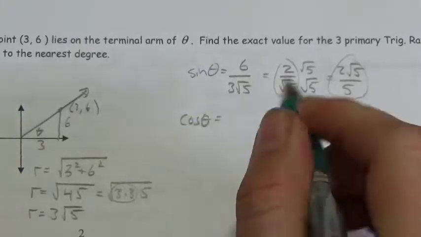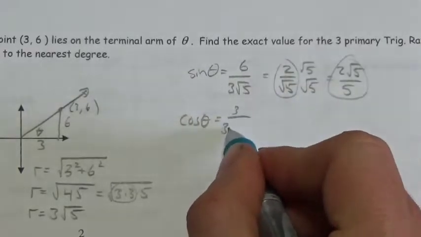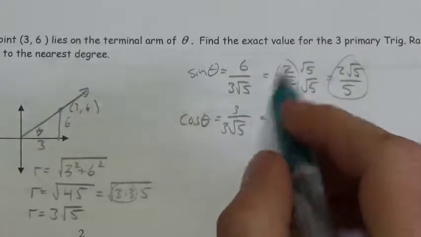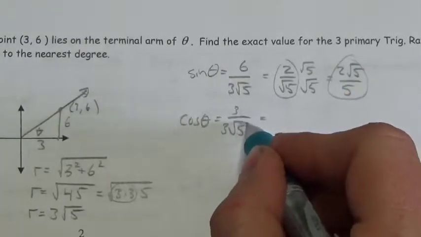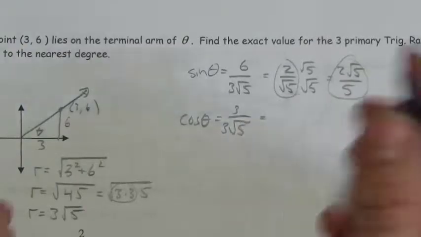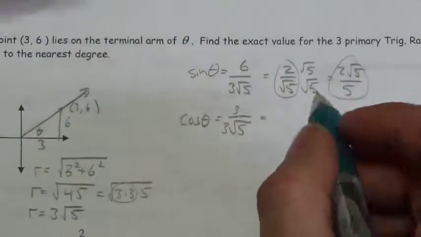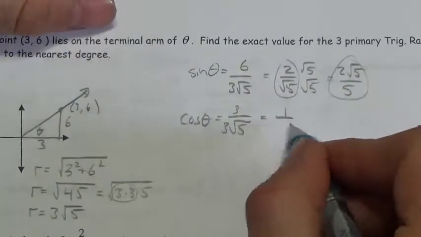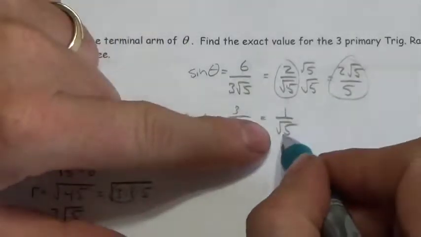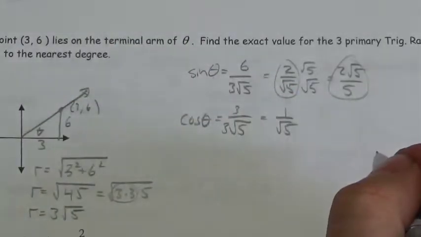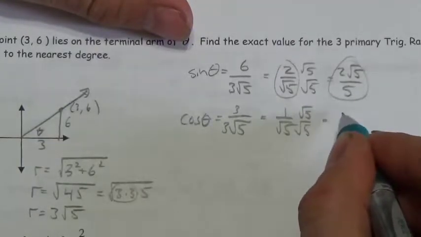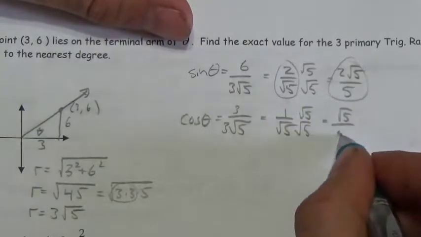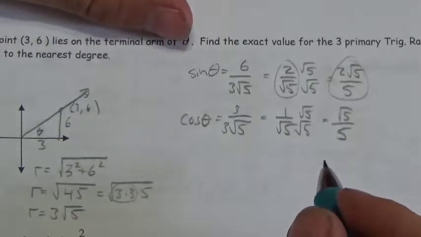Cosine of theta is going to be 3 over 3 root 5. And again, 3 divided by that 3, the coefficient. I can divide the coefficients, but I can't divide out anything with the radical here because it's a different kind of number altogether. So 3 divided by 3 is 1. Again, that might be as far as you need to go. But you may be expected to square that denominator, and then that's going to get you a root 5 in the numerator and a 5 in the denominator.